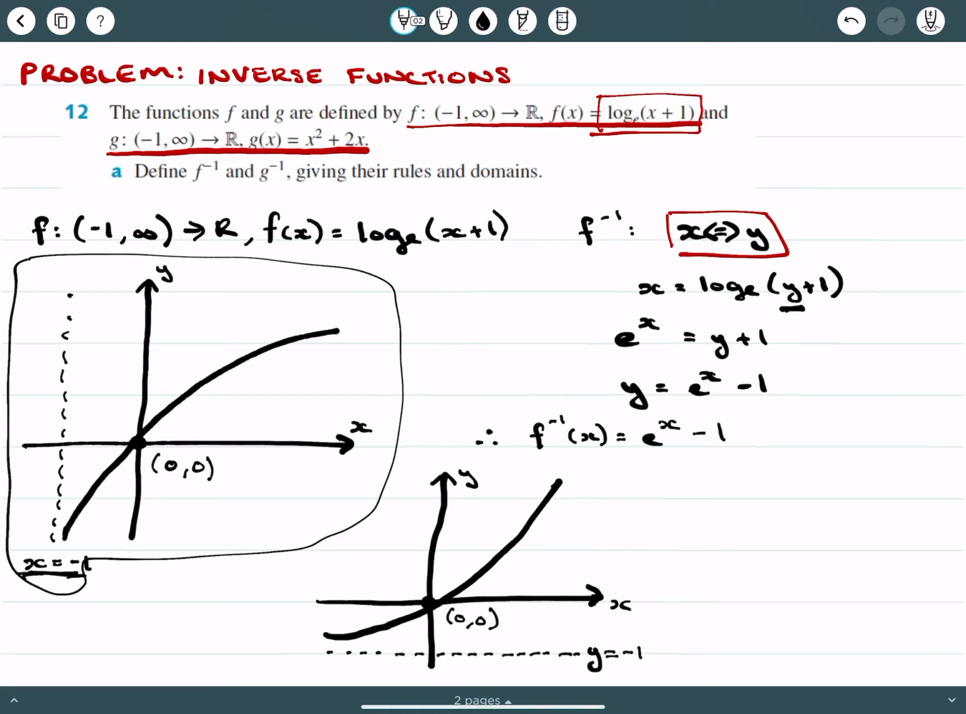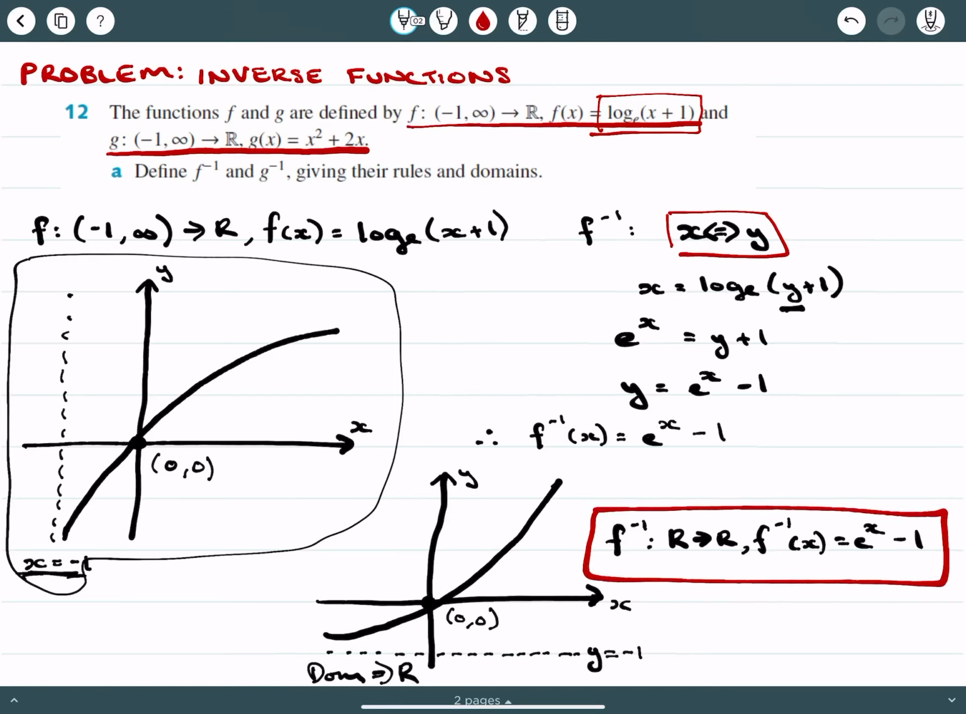Now, the domain here is really important. If I consider my domain from the graph, it is all real numbers. So when I write the inverse of f, I'm going to have the domain all real numbers, with f⁻¹(x) = e^x - 1. And this is the inverse of that function f(x). All right.